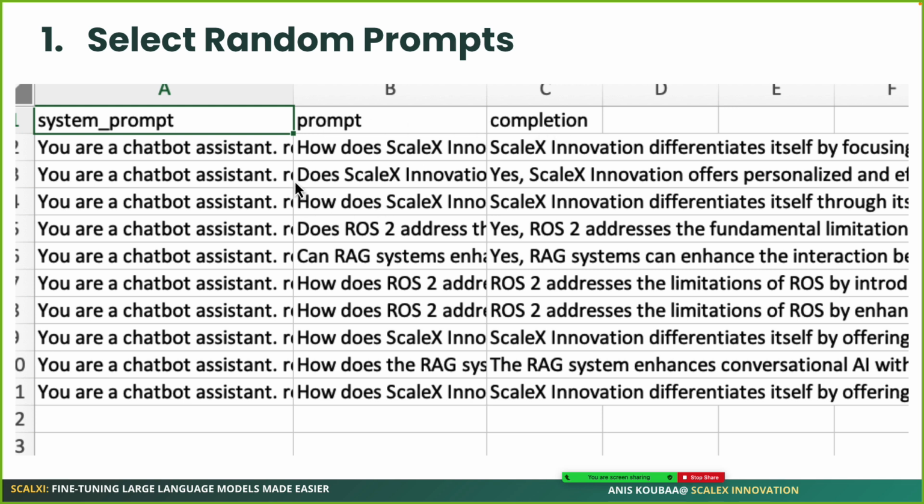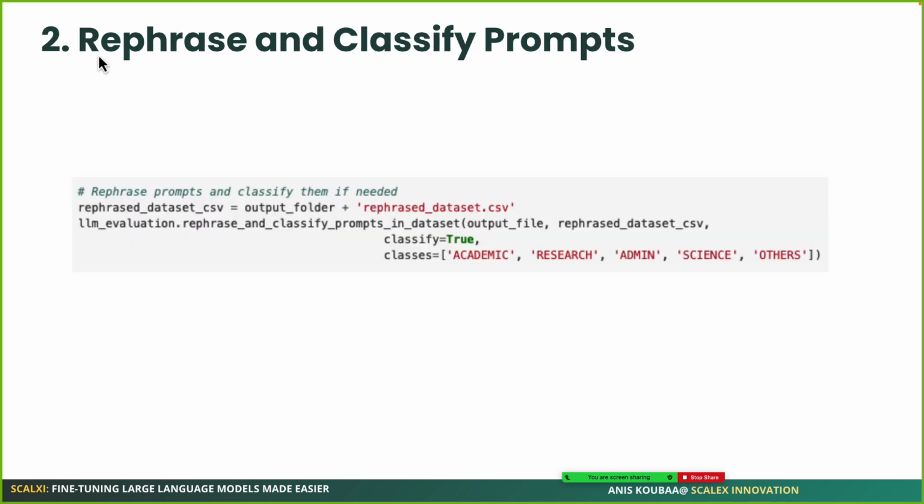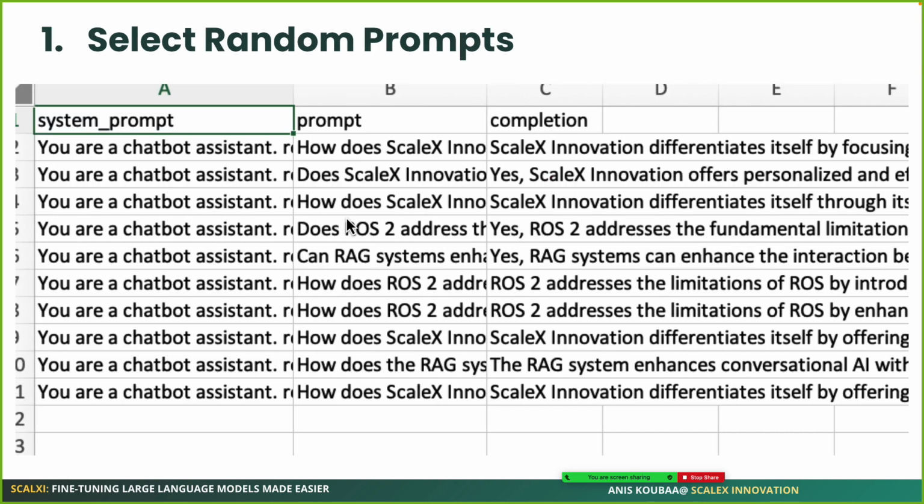Of course, evaluating on the same prompt is not very fair, because later on, when you put it in production, every client is going to write in a different manner. This is why the second step is to rephrase these prompts. The randomly selected prompts will be rephrased by ChatGPT. For example, instead of asking the question, does ROS2, I don't know, address the limitation, we will ask it differently.